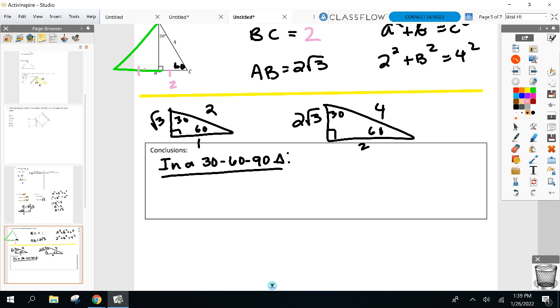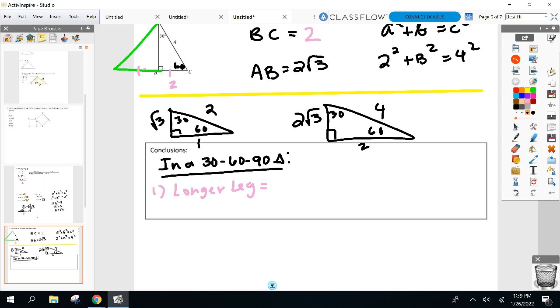I'm going to call the one across from 30 the smaller leg. Why am I going to call it the smaller leg? Anybody remember a couple units ago? Where's the smaller side located? Across from the smaller angle. So I'm going to call the side across from 30 the smaller leg. The side across from 60 is the longer leg. So can you guys help me find a rule that says the longer leg will be equal to what with the shorter leg? What do I do with the shorter leg to get to the longer leg?